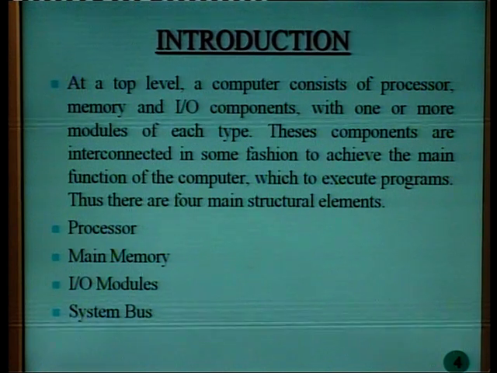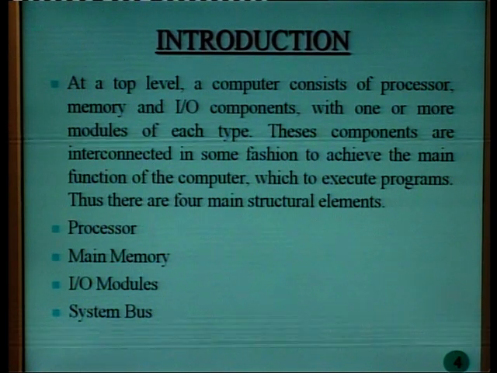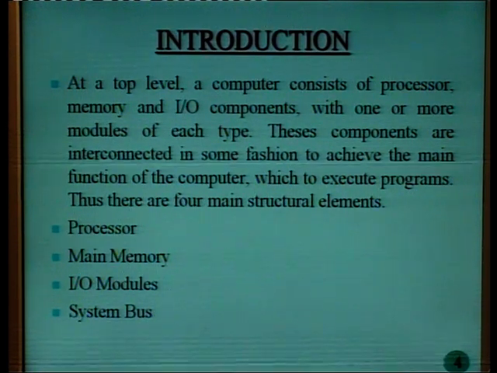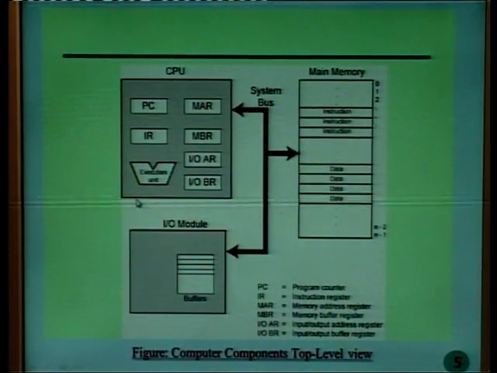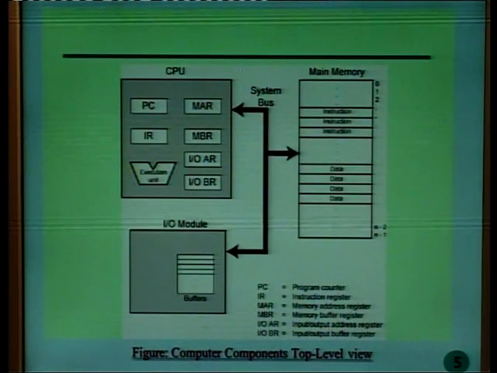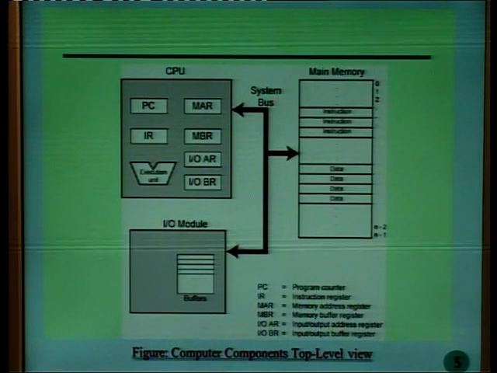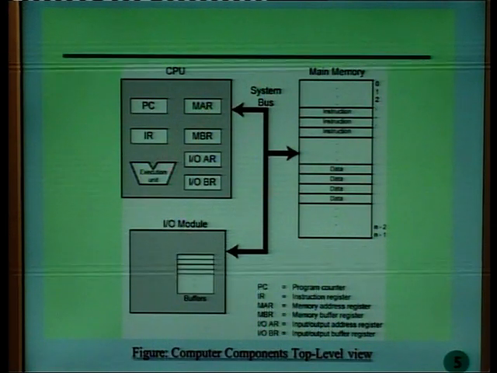Thus there are four main structural elements: the processor, main memory, I/O module and system buses. So this is the general architecture of a machine, the top level view of the system.